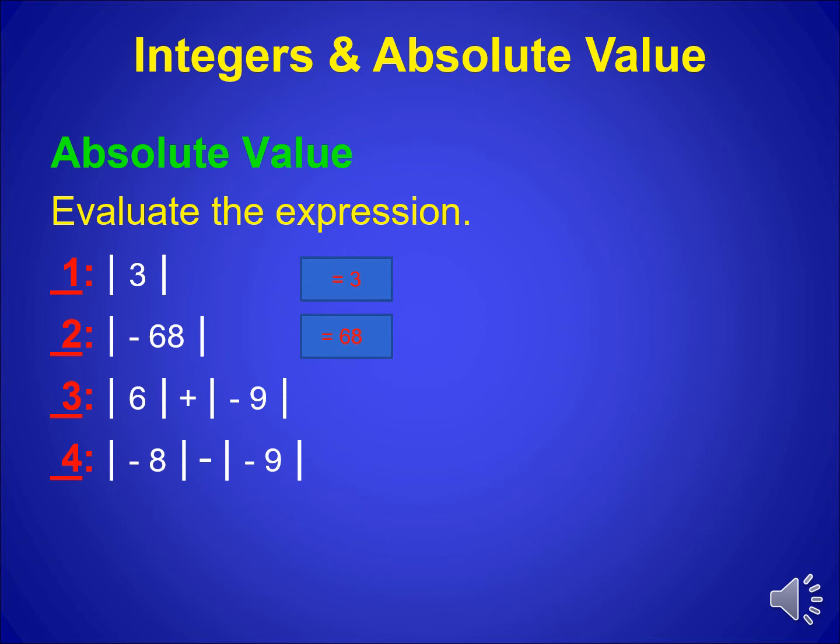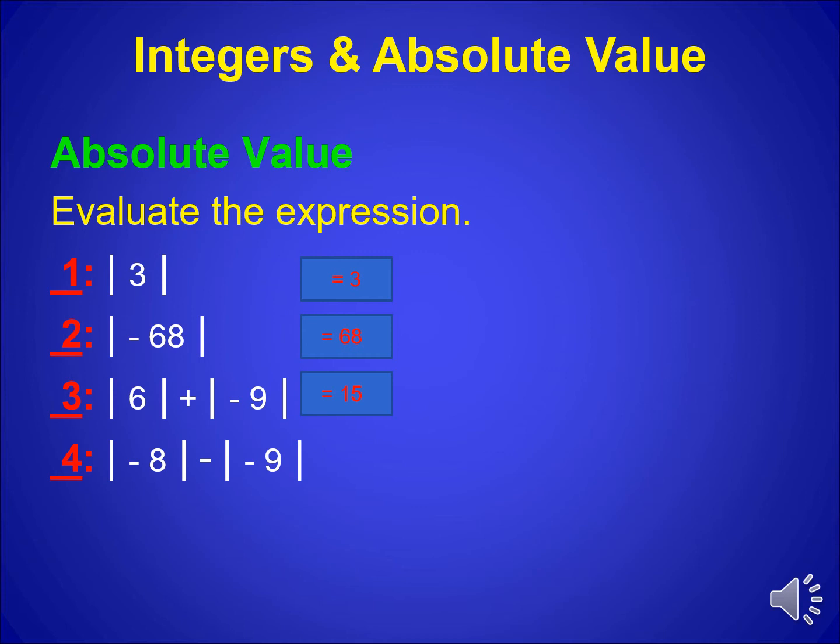Number 3, absolute value of 6 plus absolute value of negative 9. So, firstly, absolute value of 6 equals what? Equals 6. Plus absolute value of negative 9 equals 9. So 6 plus 9 equals 15.